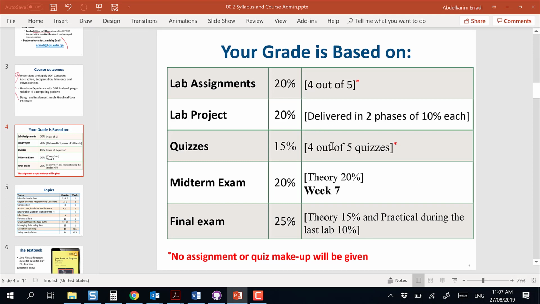Your project will be given to you as early as possible, and you will work on it as you move forward. So take advantage of the lab. The lab is 3 hours. It's a lot. It's a big piece of time. So please take advantage of it. That's the opportunity for you to practice, to ask questions, and to really put effort in the lab. And in the lab, you practice and then you get assessed.